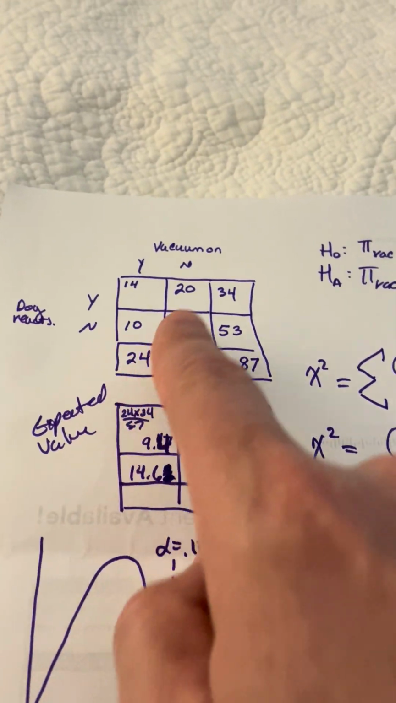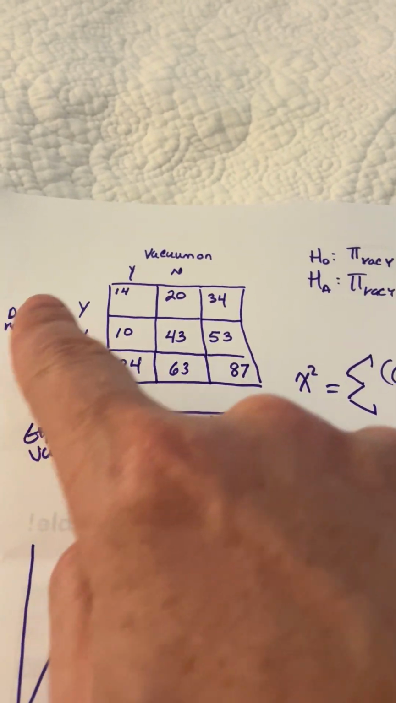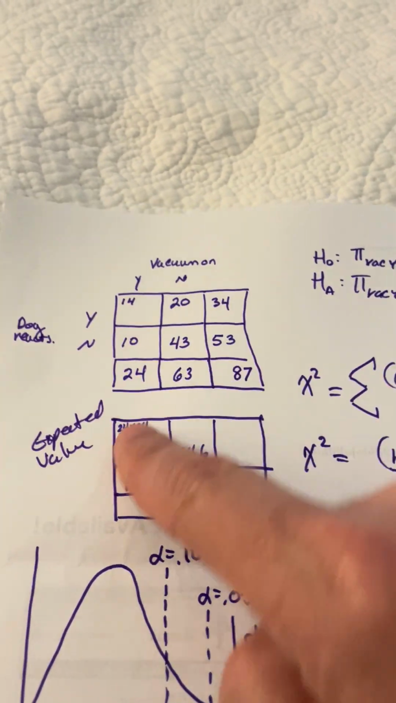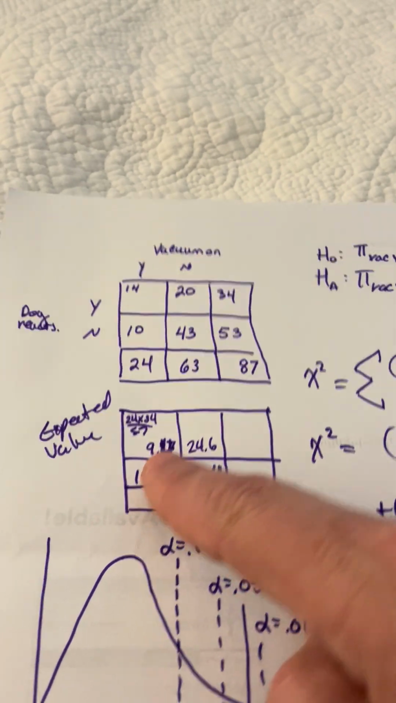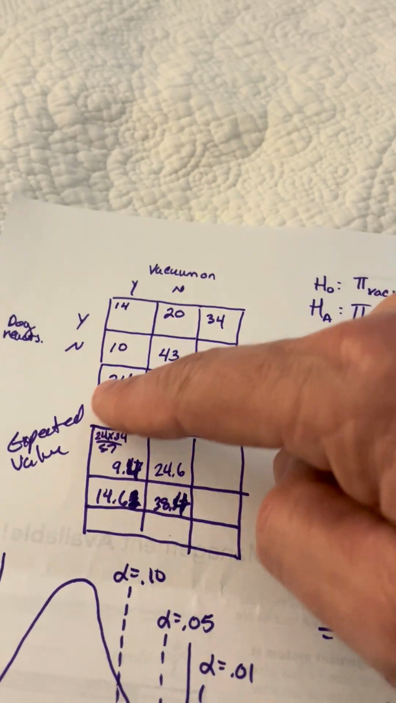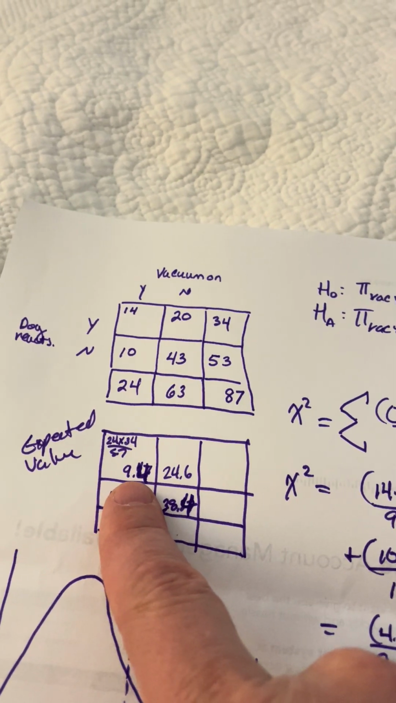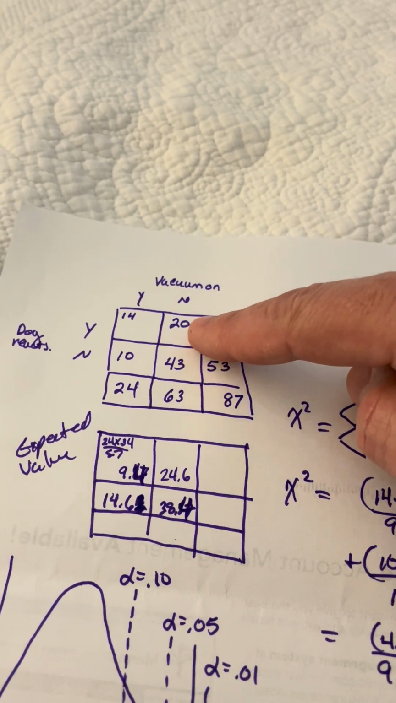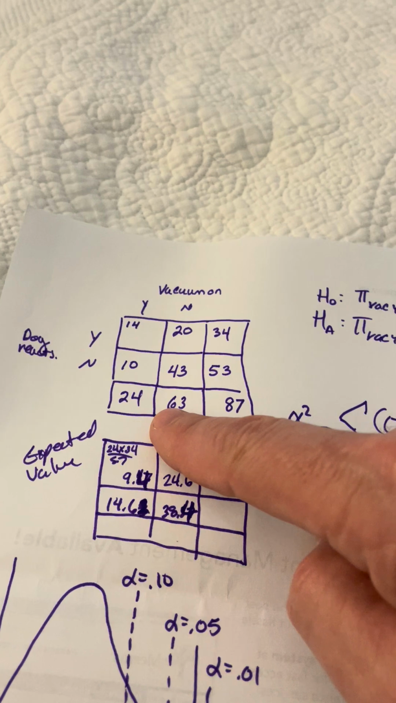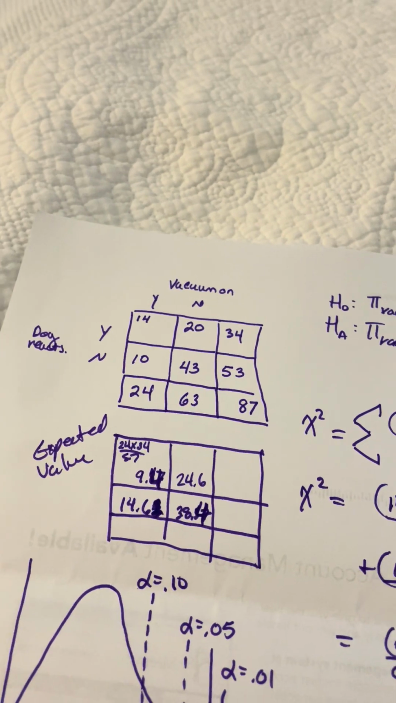First of all, this is our data. Vacuum on, yes or no, and dog reacts, yes or no. This is our explanatory, and this is our response. To get this expected value, the 9.4, we take the row total, which is 34, and the column total, and we multiply those two, and then we divide by 87. That'll give us the 9.4. To get the expected value for this cell, we take the row total, 34, multiply it by this one's column total, 63. We multiply those two together, divide by 87, we get that value.